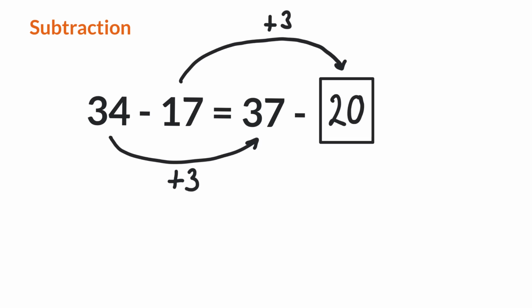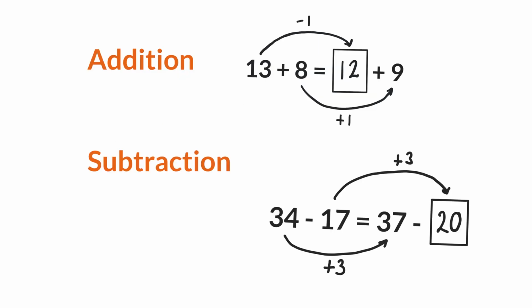Let's check our answer. On the left-hand side, 34 minus 17 is equal to 17. And on the right-hand side, 37 minus 20 is also equal to 17. So this method works. Let's review our answers and what we have found. For addition, if one number goes up, the other one goes down. And for subtraction, if one number goes up, the other one goes up by the same amount.